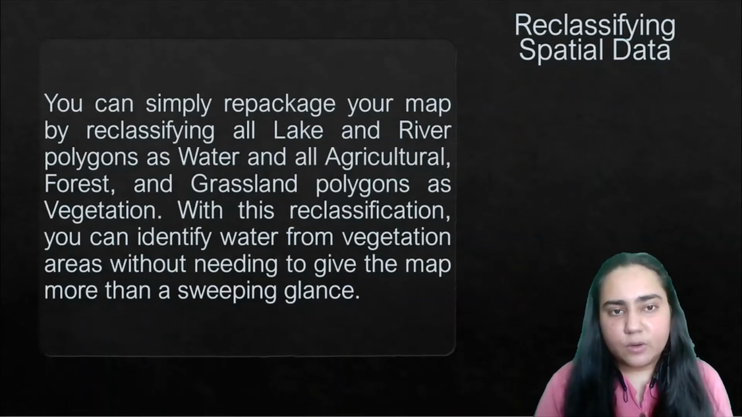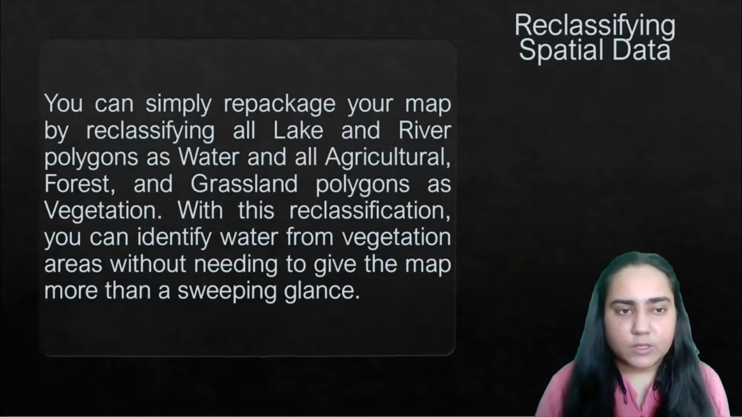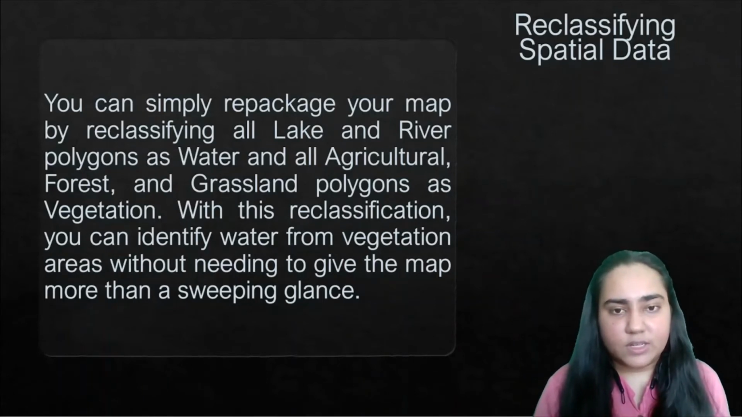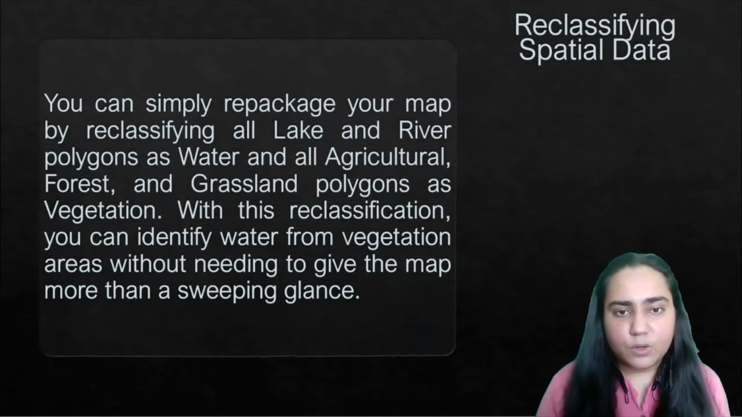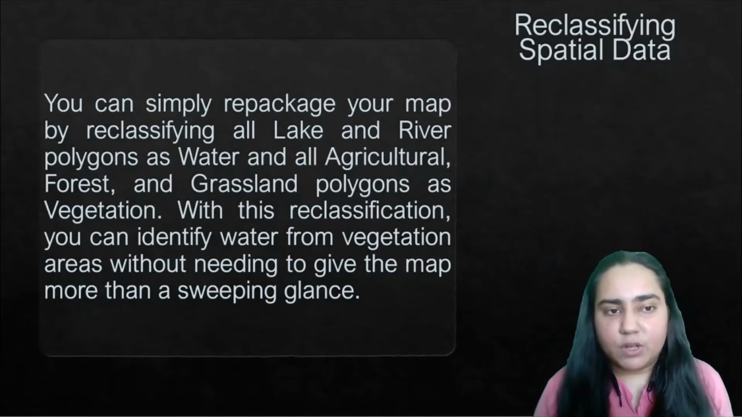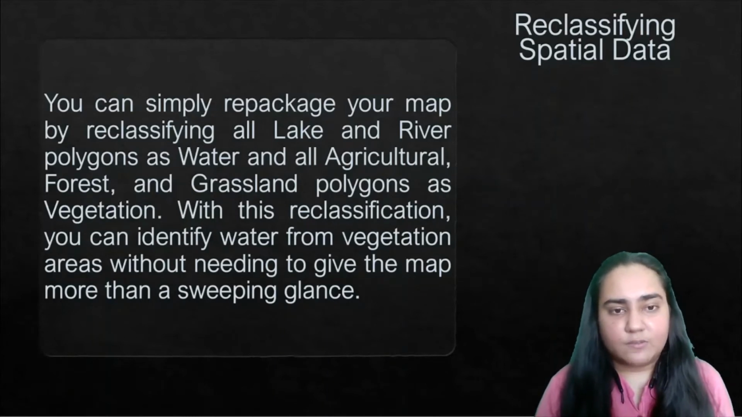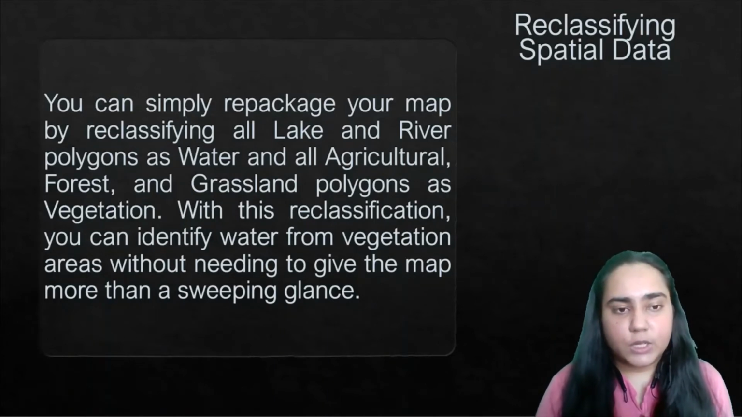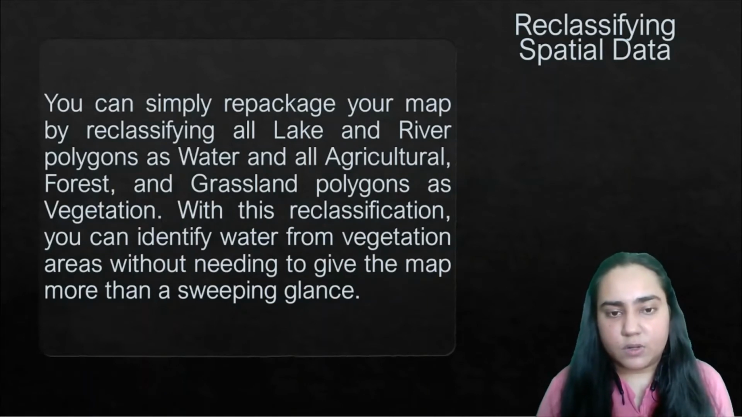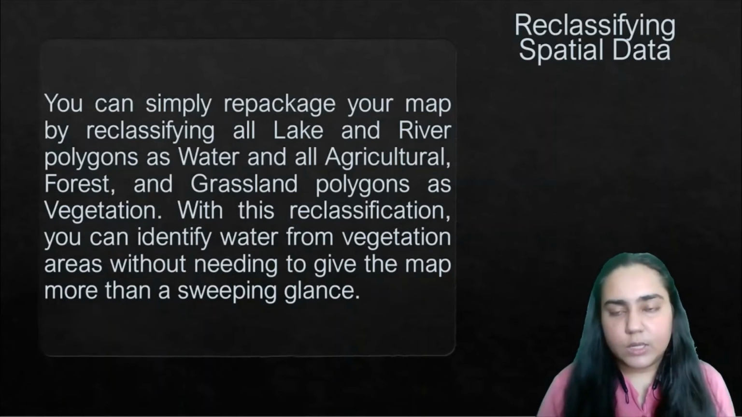Okay, so initially your map had 5 classifications. It had lake, rivers, agricultural, forest, and grassland. But now you just want them to be classified as vegetation and water. So what you will do is you will just repackage your map, reclassify all polygons which show lake and river as water, and all polygons that show agricultural, forest, and grassland as vegetation. So with this reclassification, you can identify water from vegetation areas without needing to give the map more than a sweeping glance, because now it shows only 2 things, so it's easier to make out what it is showing.